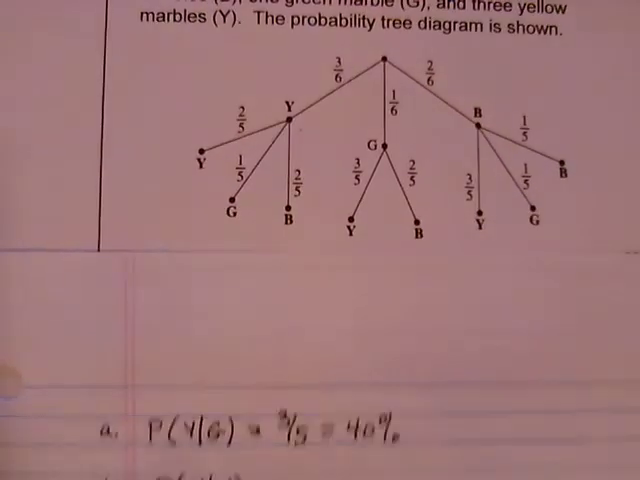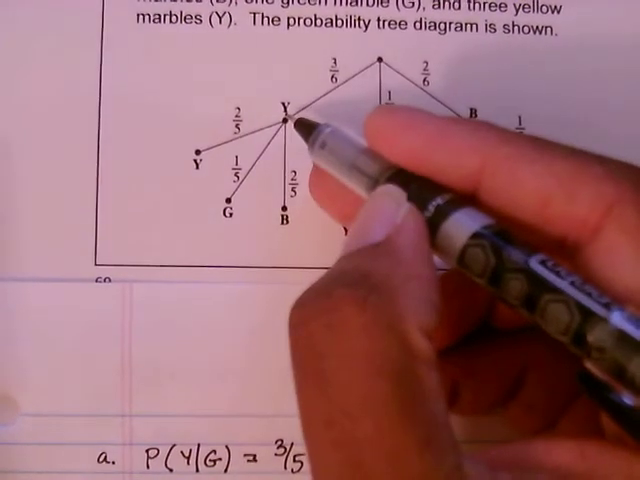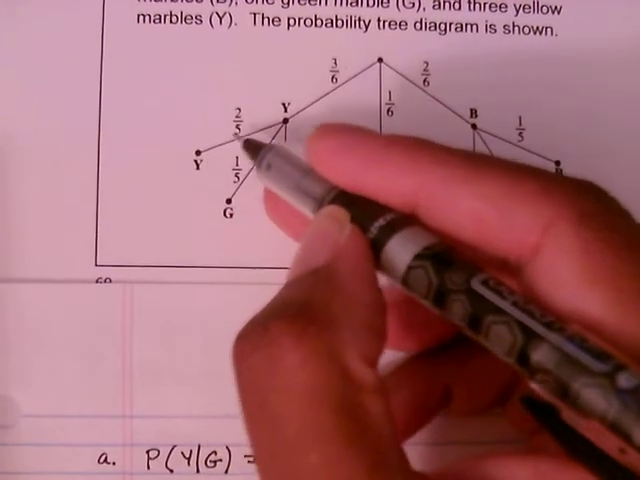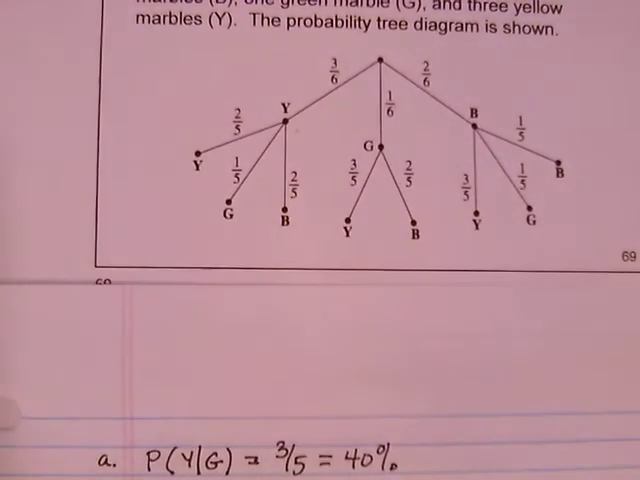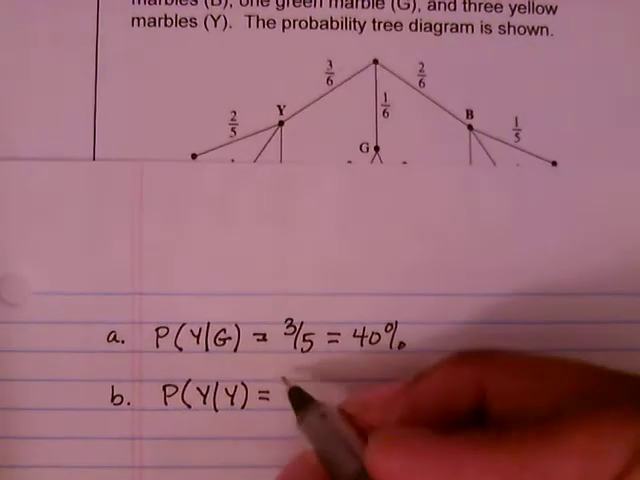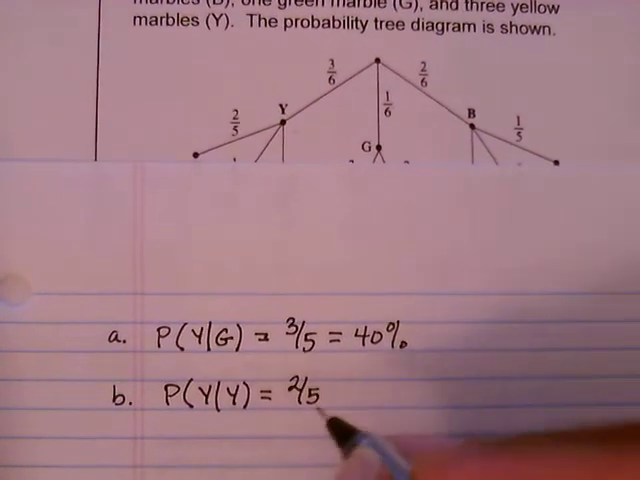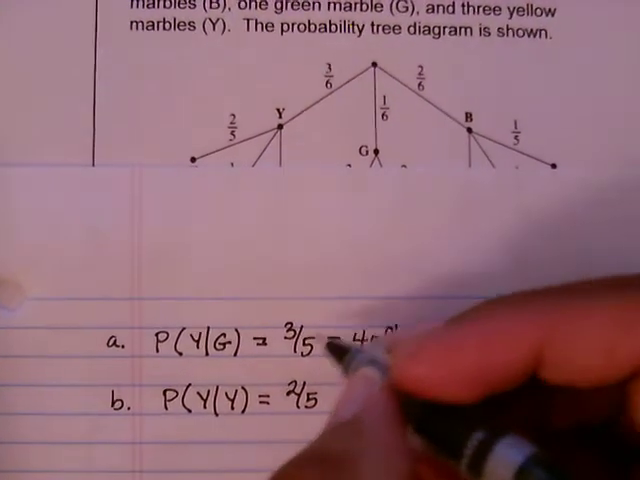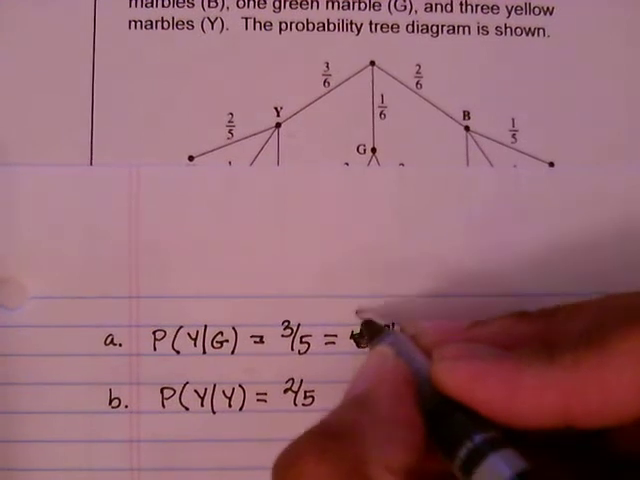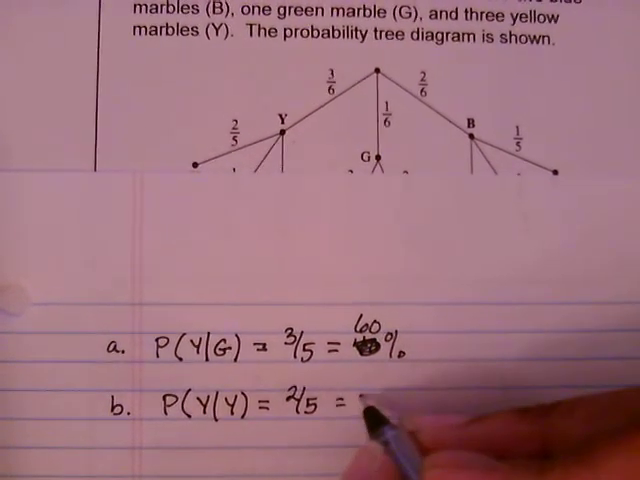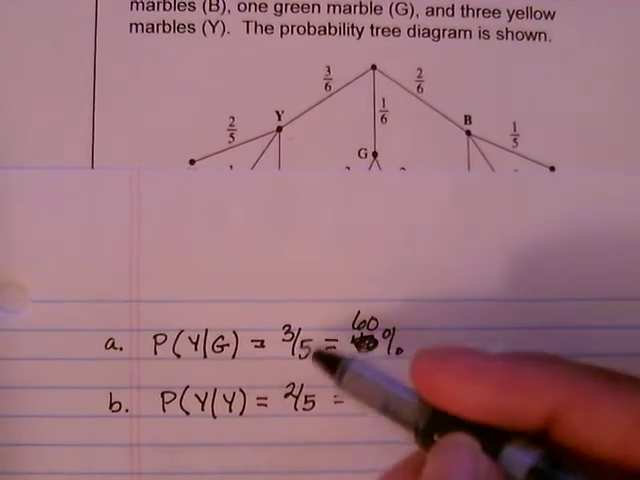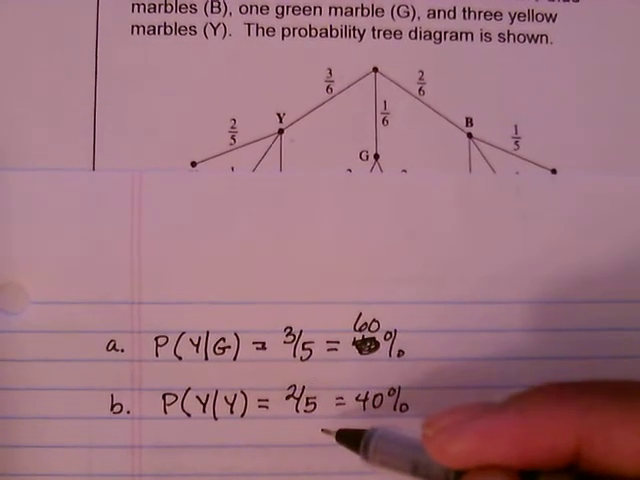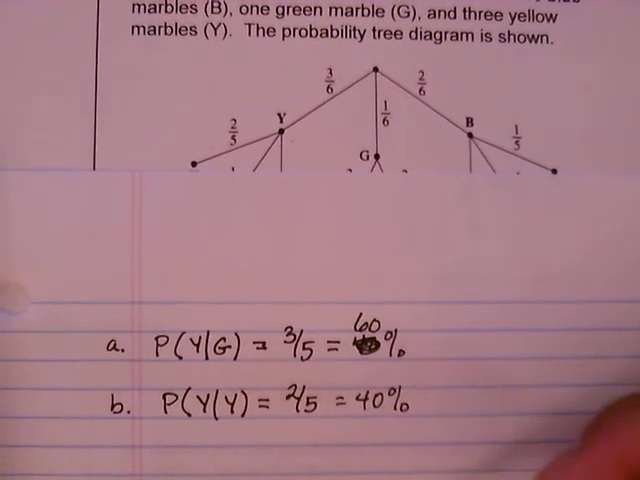So if I know that first marble is yellow, the probability of getting the second marble being yellow would be 2/5. So this will end up being 2/5, or, I made a mistake here. This should be 60%, because 2/5 is 40%. Okay, 3/5 is 3 divided by 5 times 100. That'll give you 60%. 2/5 is 2 divided by 5 times 100. That'll be 40%.